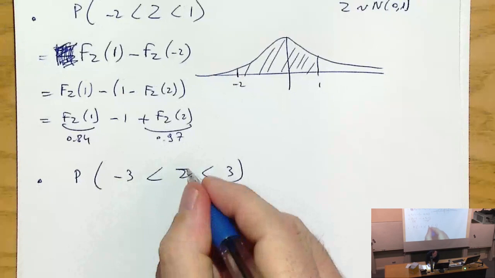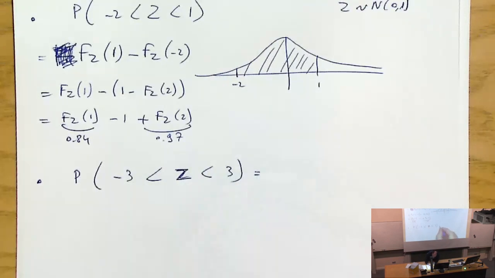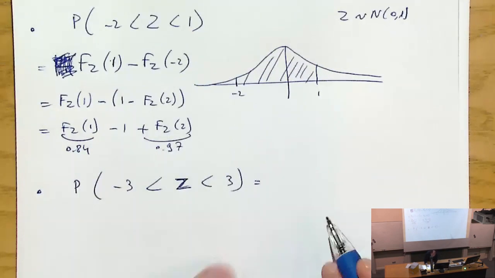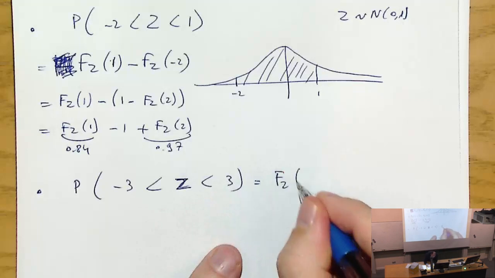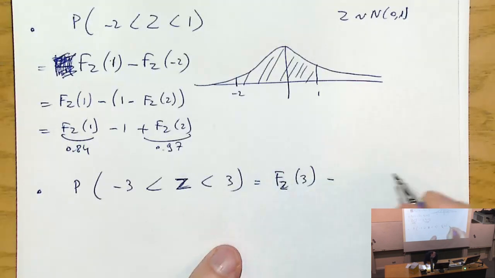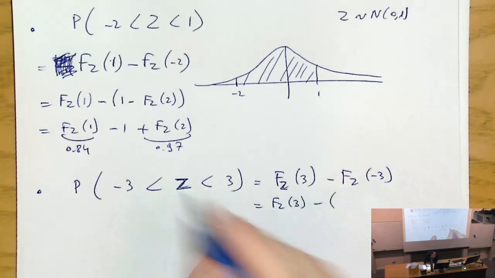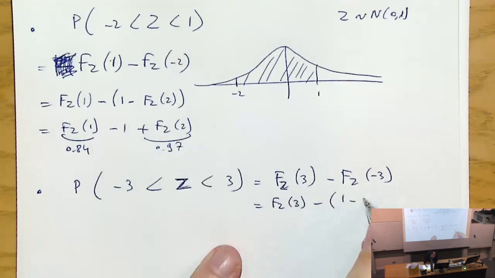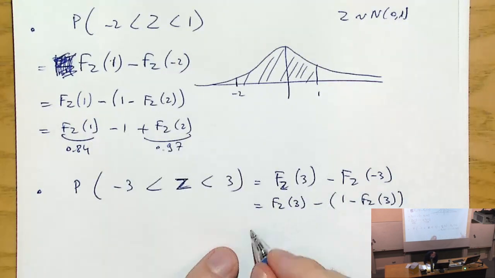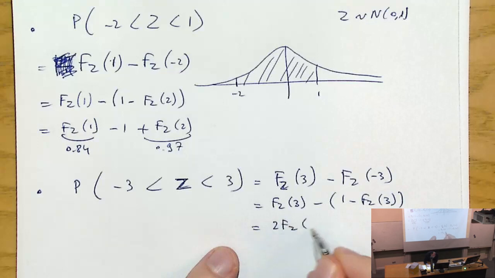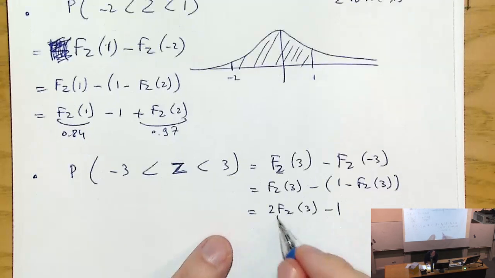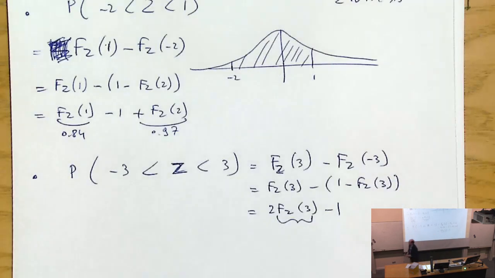So this is, again, using the relationship we had here. This is F_Z at 3 minus F_Z at minus 3. This is F_Z at 3 minus 1 minus F_Z at 3. Right? So this is 2 F_Z at 3 minus 1. And F_Z at 3 is here, 0.9987.